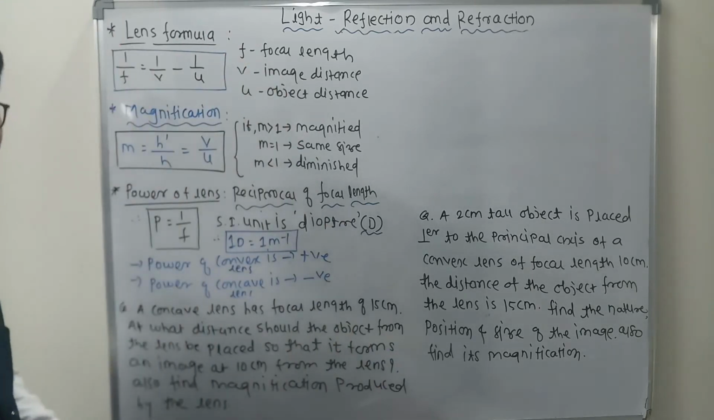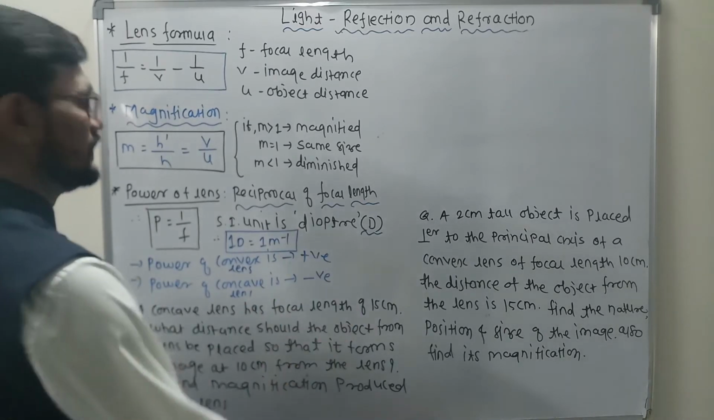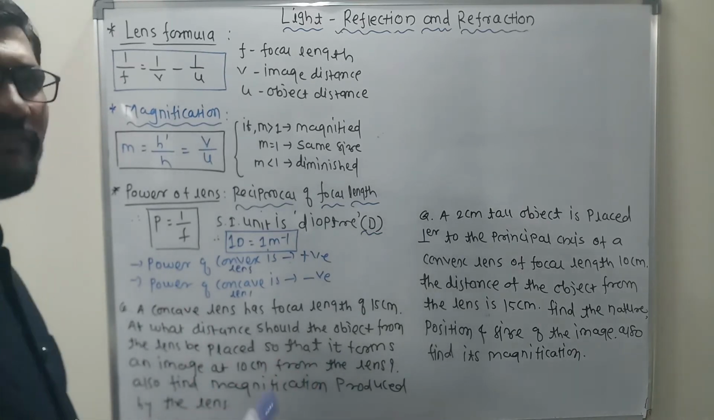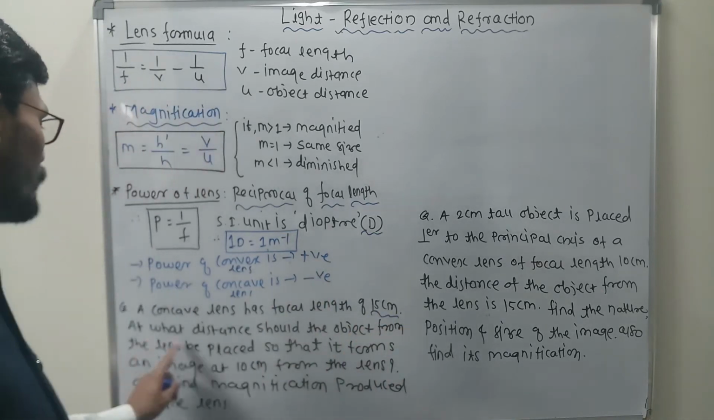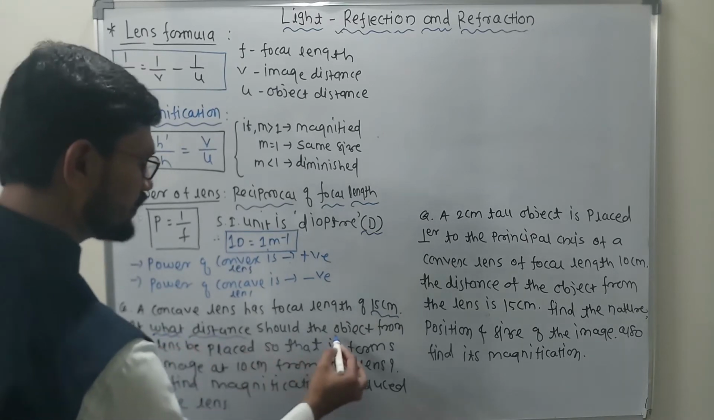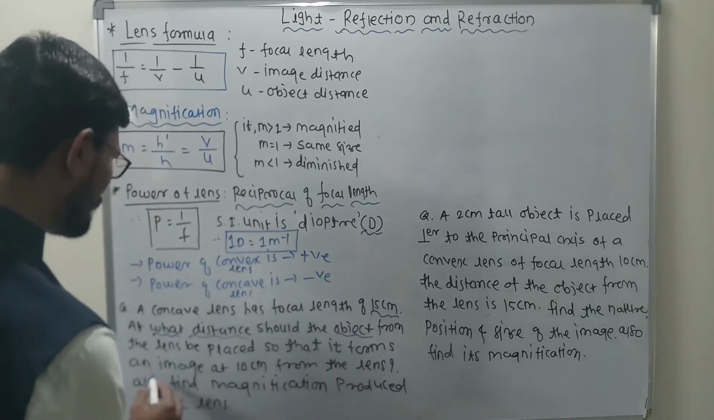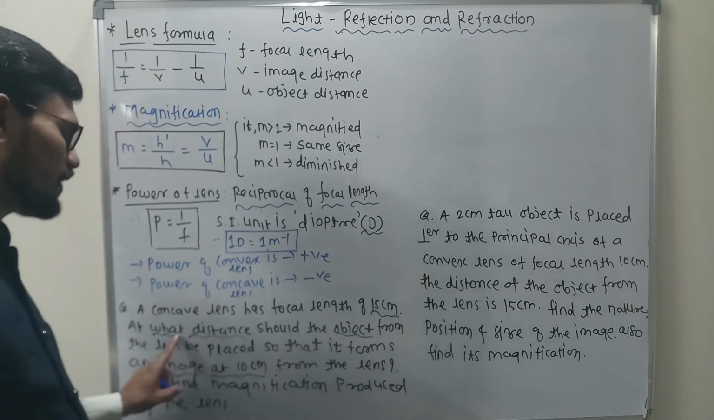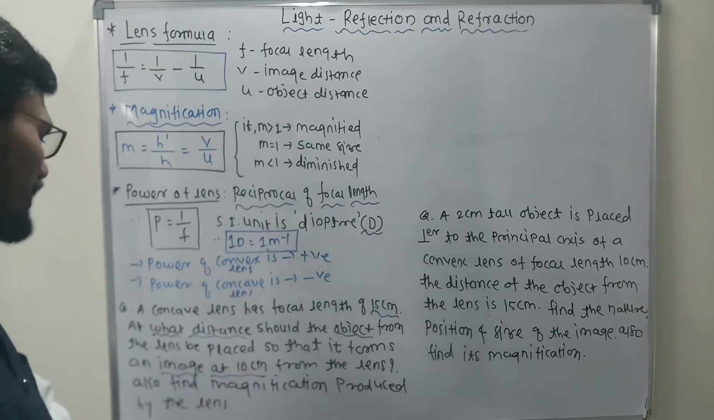Now we will talk about exactly what we were learning all these concepts for, that is, the numericals on this lens formula. Let us go through this question. A concave lens has a focal length of 15 centimeter. Focal length is given or not? At what distance should the object from the lens be placed? We want to calculate u so that it forms an image at 10 centimeter. Image distance is given. We want to calculate the distance of the object from the lens. Also find the magnification produced by the lens.